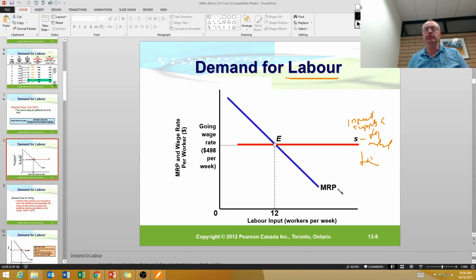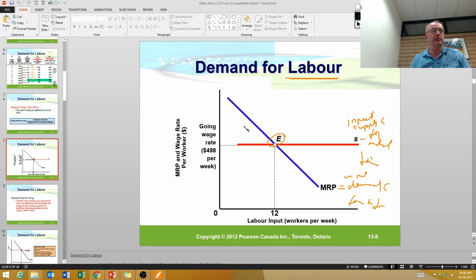And the marginal revenue product curve is the input demand curve for a firm. And so our point of intersection is at this point E here. So our optimal quantity of input that the firm should purchase is the point where these two curves intersect.